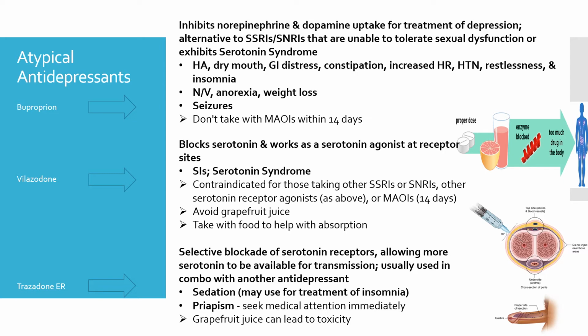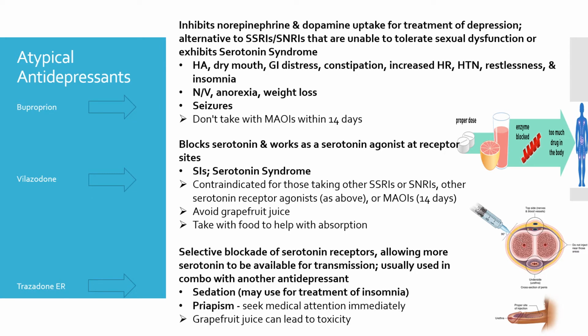but they can then have some headache, dry mouth, GI distress, constipation, increased heart rate and high blood pressure, restlessness and insomnia, but it's not, of course, as severe as serotonin syndrome. Weight loss, anorexia, so here's a little bit different, and then seizures. If they have a history of seizures, of course, don't use this one. And don't take with MAOIs within 2 weeks. It's a general rule of thumb.